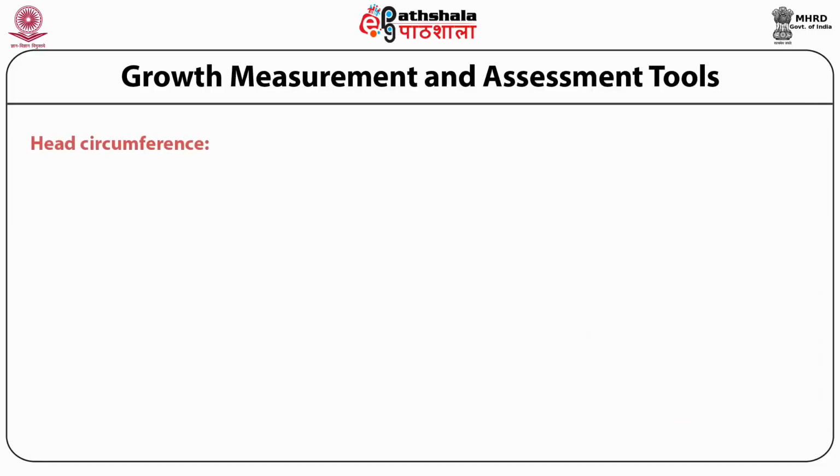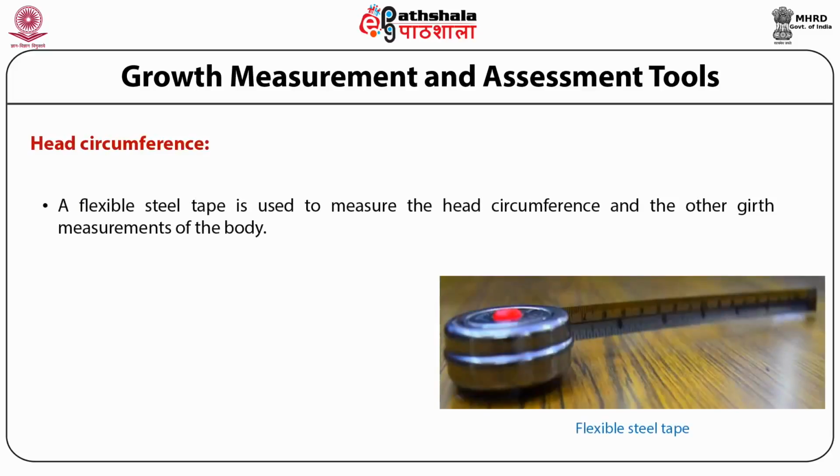How do we measure head circumference? A flexible steel tape is used to measure the head circumference and other girth measurements of body. It is graduated in centimeters. During early infancy, the head circumference is measured with the infant seated on the lap of the mother or caretaker. However, at older ages, it is measured with the subjects in the standard standing position. Hair clips, bands, and any other accessories on the hair are removed before the measurements are taken.